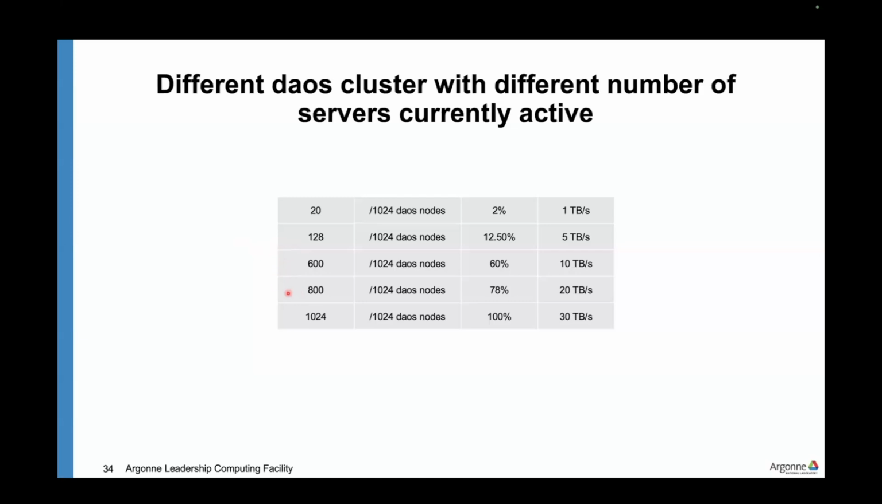And I think by early November, we'll have 600. These are approximate bandwidths expected, and how we'll achieve them. This is just for reference. It's not a hard and fast rule. Suppose you have 128 DAOS nodes out of the 1024 DAOS nodes currently up and running, we expect at least 5 terabytes per second bandwidth.